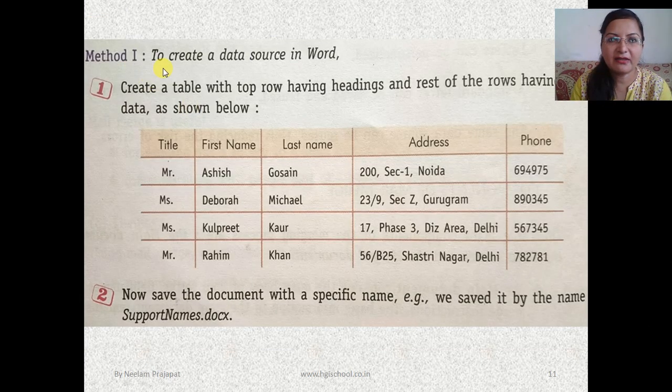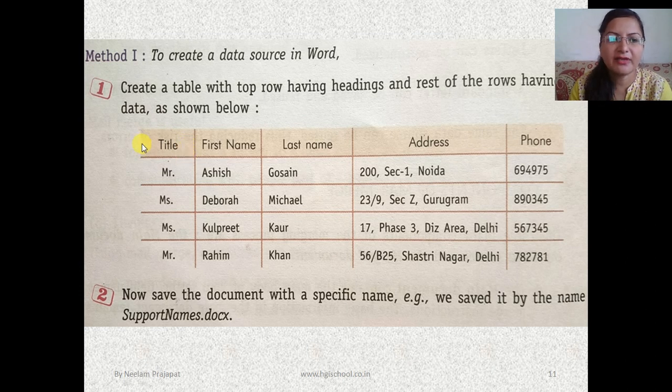This is method 1 to create a data source in Word. Here we are creating the data source in MS Word. The second method will be with the Mailings tab. So you have to create a table like this. You know how to create a table in MS Word. You have to click on Insert and then select the number of rows and columns you want.